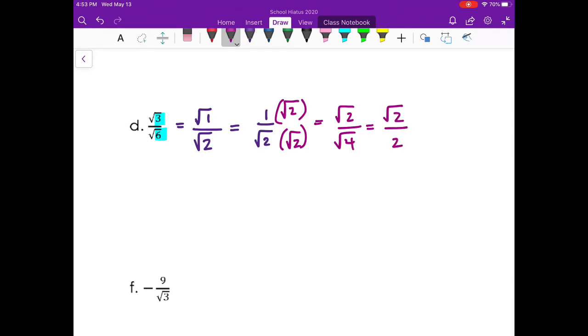Now the bottom 2 and the top 2 cannot simplify to give us 1, because one of them is inside the radical and the other is outside. Neither can divide by a perfect square, and so this is in simplest radical form.